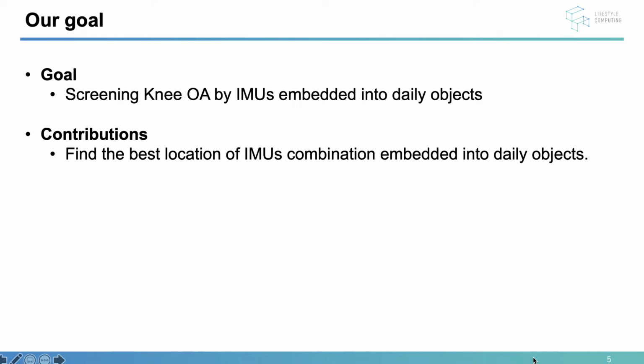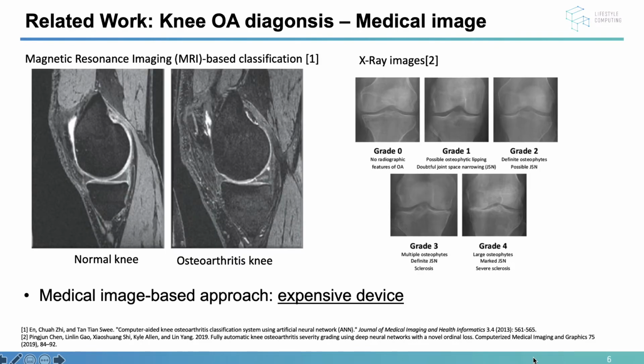Here is related work on diagnosing knee OA disease. A conventional reliable method uses medical images. MRI and X-ray are the typical diagnostic proof. However, the image-based approach is very expensive, since the patient has to go to the hospital to seek professional assistance from a doctor. Thus, some other work started to investigate non-medical-image-based diagnostic methods.